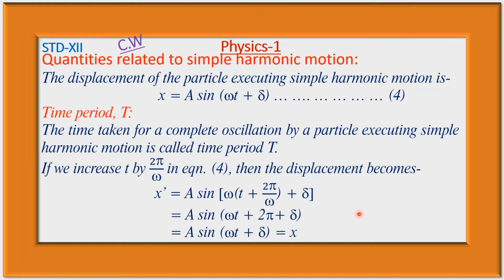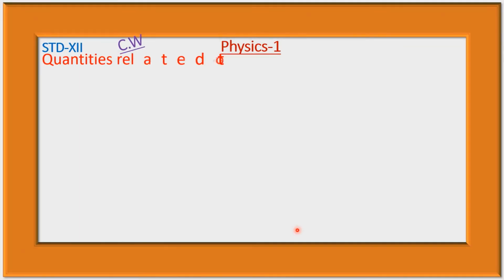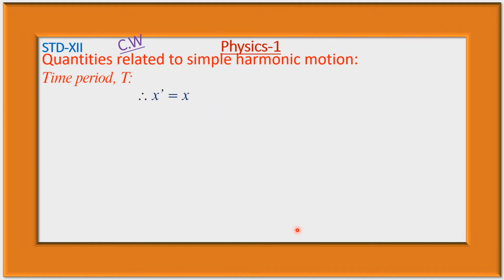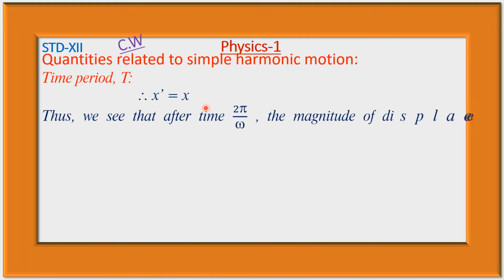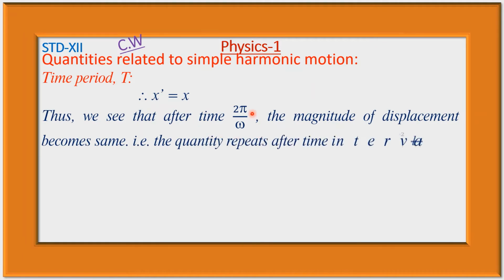We know sin(2π + θ) = sin θ. So sin(ωt + 2π + δ) = sin(ωt + δ), which is equal to x. Here x = a sin(ωt + δ), so x′ = x. Thus we see that after time 2π/ω, the magnitude of displacement becomes the same. That is, the quantity repeats after the time interval 2π/ω.